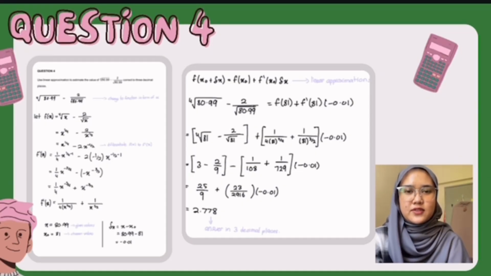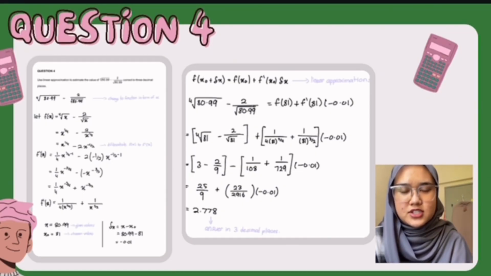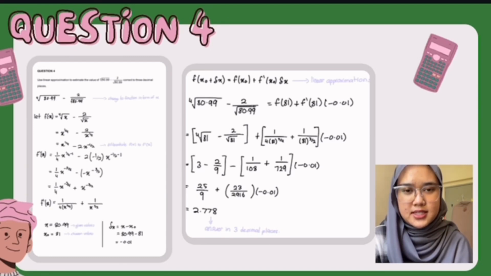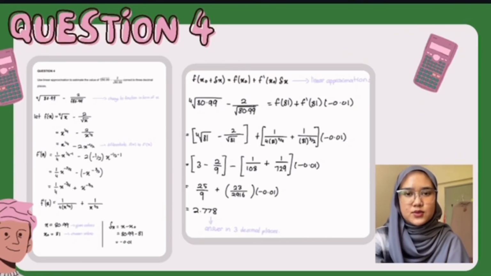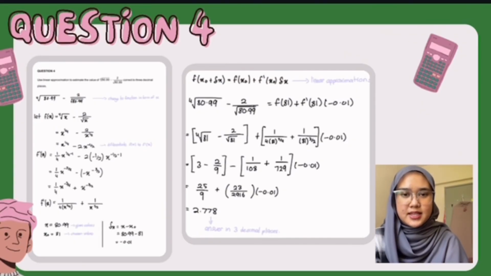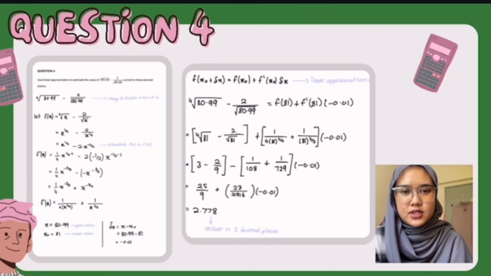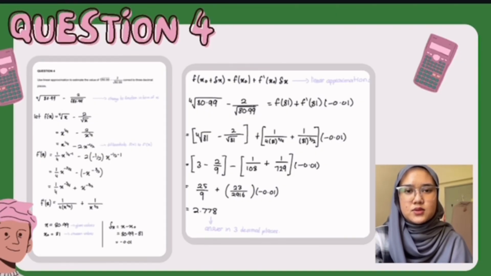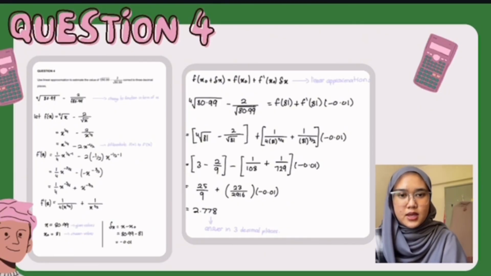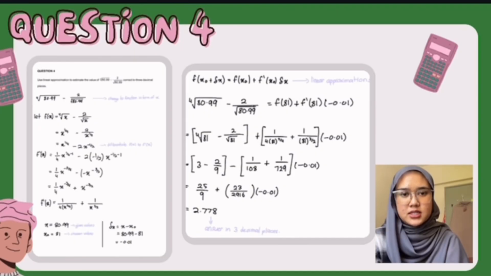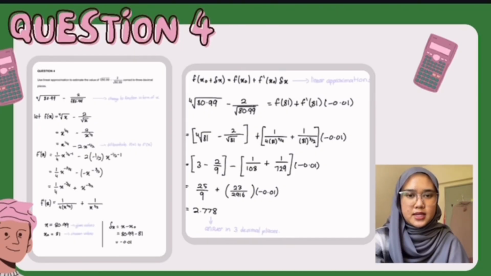So for today, I'm going to explain question 4, which is the linear approximation. Based on the question given, we need to change the equation to a function in terms of x. So we need to substitute 80.99 as x. When we let f(x), the new function in terms of x is the fourth root of x minus root 2 over square root x. Then we need to change the roots to powers. So we will get f(x) equal to x to the power of 1/4 minus root 2 times x to the power of negative 1/2. After that, we have to differentiate f(x) to f prime x.